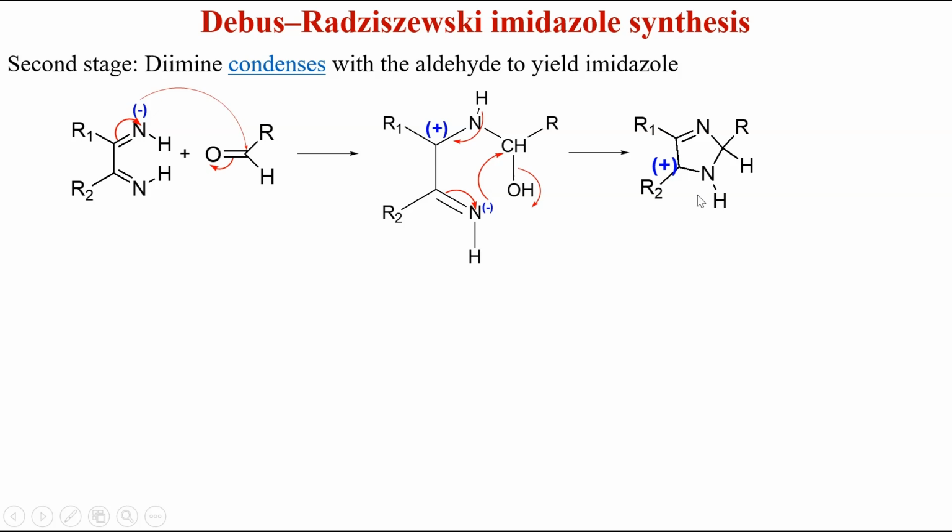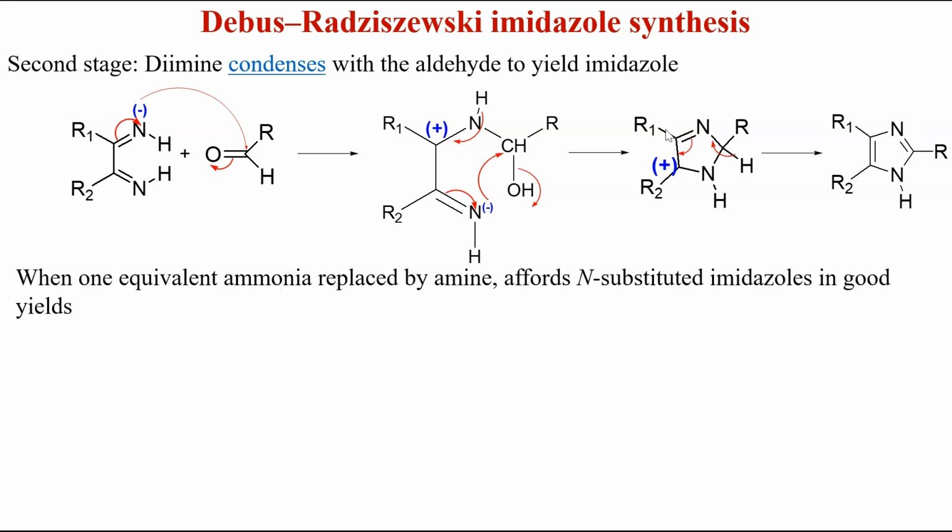This is a positive center. The pi electrons over here move towards this positive center to satisfy the positivity of this carbon. Once these electrons move, the nitrogen becomes electron deficient. Thus, to satisfy this electron deficiency of nitrogen, the carbon-hydrogen bond breaks and electrons move towards nitrogen, and aromatization has occurred to give imidazole. This is the process of synthesis of imidazole given by Debus and Radziszewski.